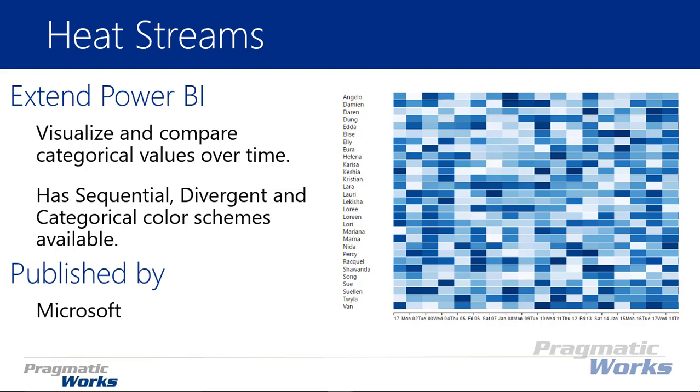The time element on the bottom can either be a date value, or it can be an integer or number value as well. Now, you do have multiple ways that you can show the heat stream. The color values that you see in the middle are all blue-based in this screenshot, but you have a couple different ways to visualize that. You have sequential, divergent, and categorical color schemes that you can choose from.